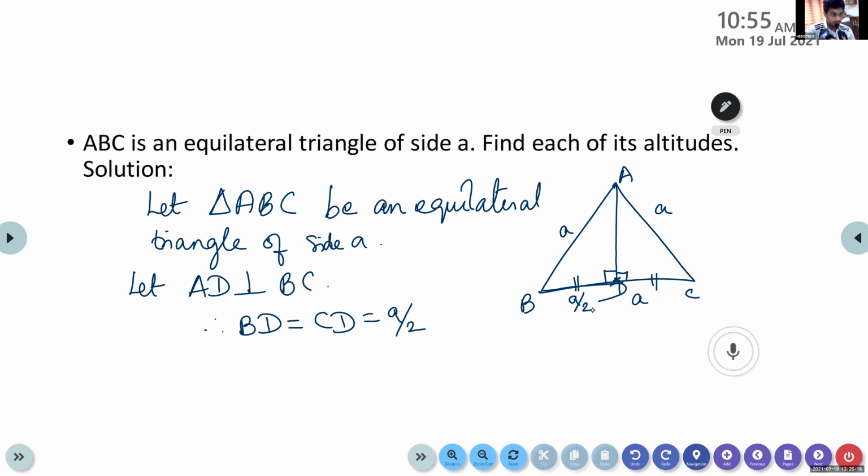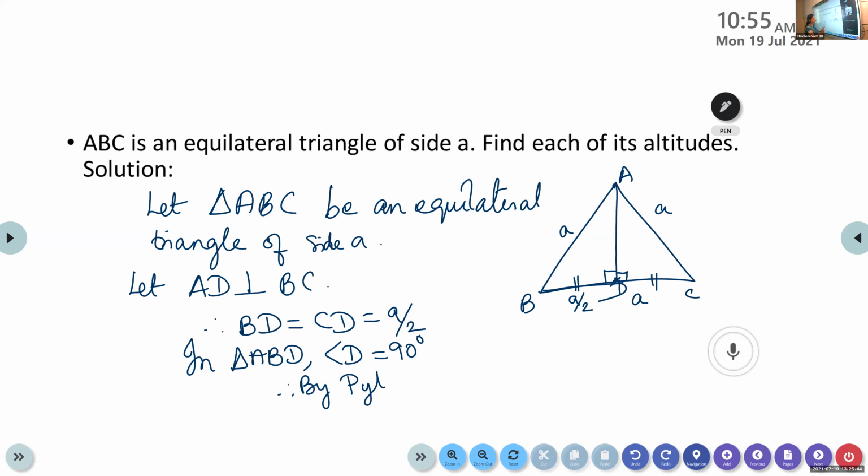We want to find the altitude AD, isn't it? Our aim is to find the altitude AD. Altitude means the perpendicular side we want to find. So you take the right angle triangle. In triangle ABD, it is a right angle triangle. Angle D is 90 degrees. So we can use Pythagoras theorem.